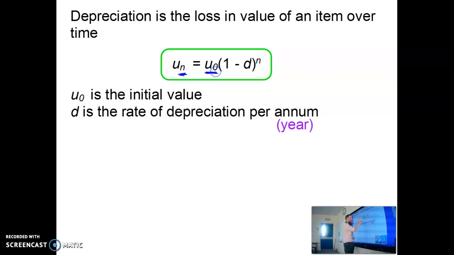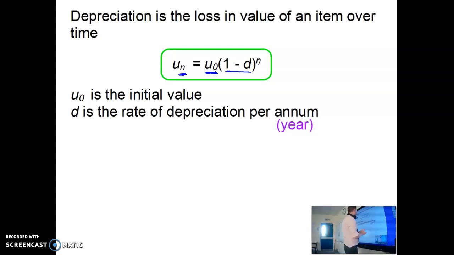So this is kind of like the price. Let's take the car, for example. This is the price of the car after 0 years. So when it's brand new, you buy it, that's its price when it's first released. Then we multiply that by 1 minus D, which is the rate of depreciation. So let's say it was 15%. This would be 1 minus 15%. And then we multiply by that number n times, the number of years.